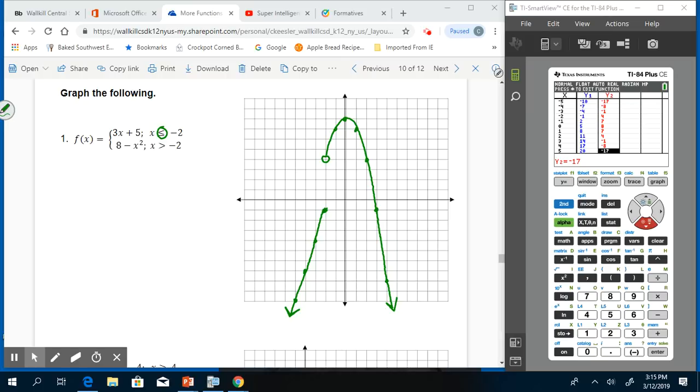So this drawing here is the piecewise function f of x equals 3x plus 5 over the interval where x is less than or equal to -2 and 8 minus x squared over the interval of x being greater than -2. Okay, so I'm going to jump to number 3. You can pause and do number 2 at this point.